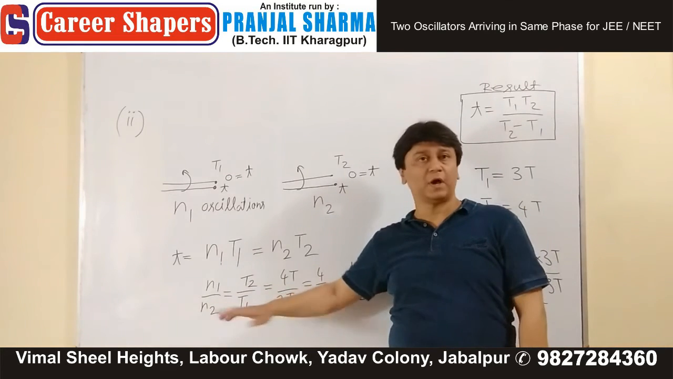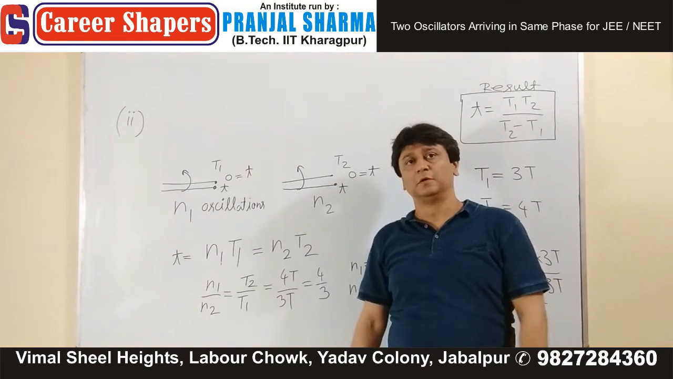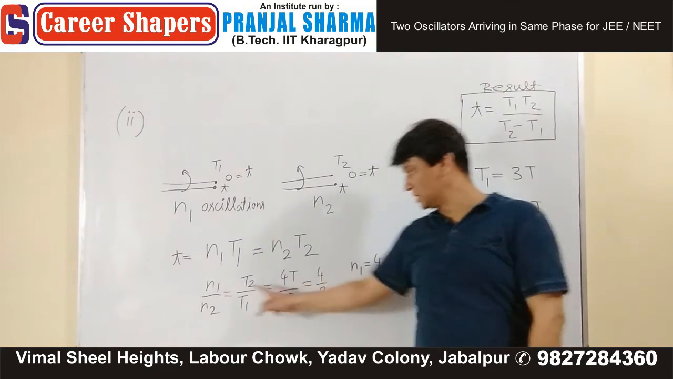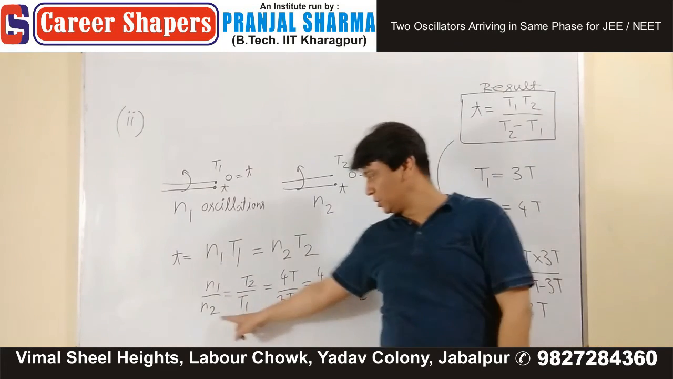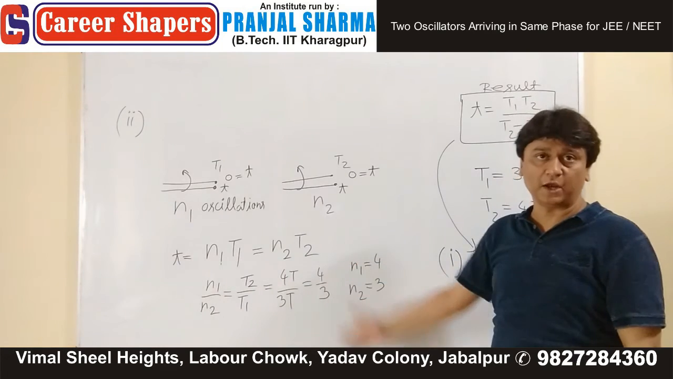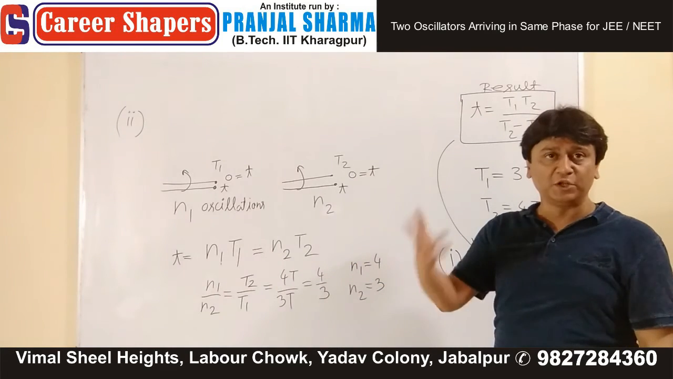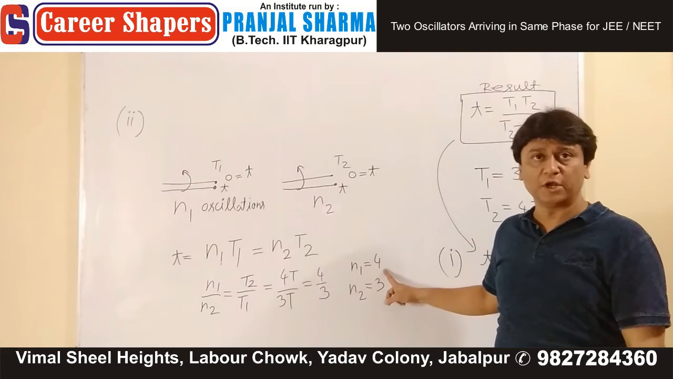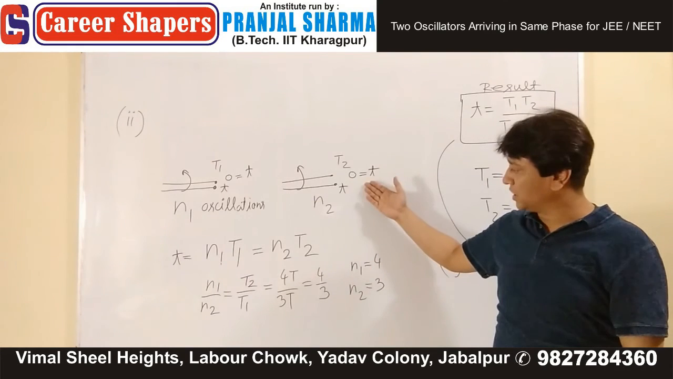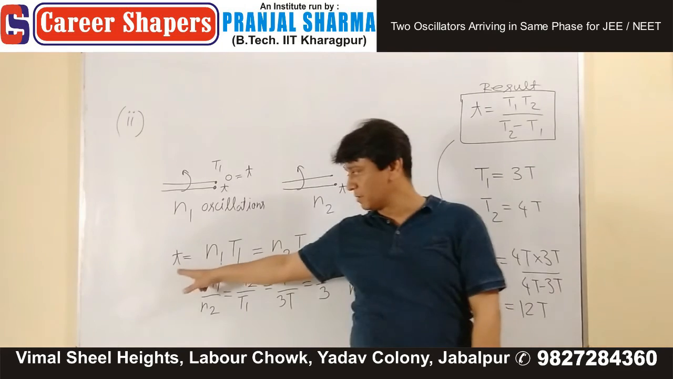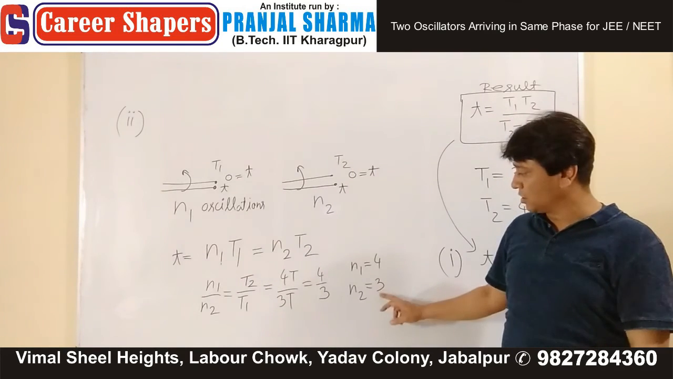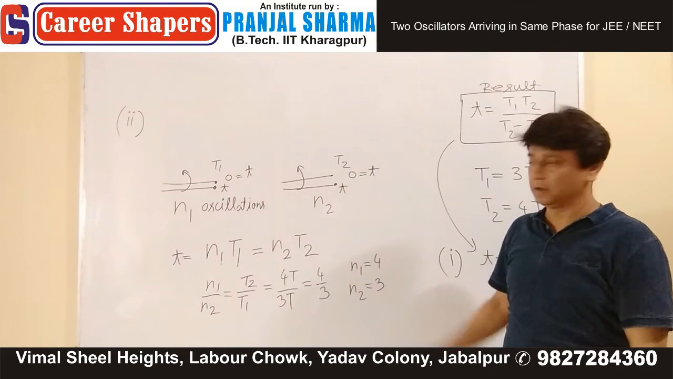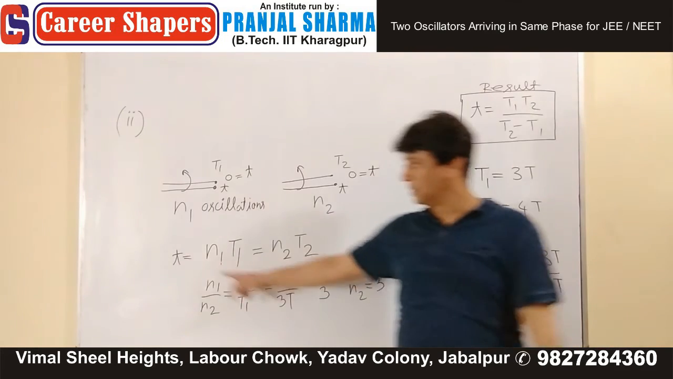N1 and N2, they are integers. So they are integers, then N1 is coming what? 4 and N2 is coming what? 3. Which means what? जितनी देर में पहले वाले ने 4 oscillations complete किए हैं, उतनी ही देर में दूसरे वाले ने कितने oscillations complete किए हैं? 3. पूछा गया था टाइम.